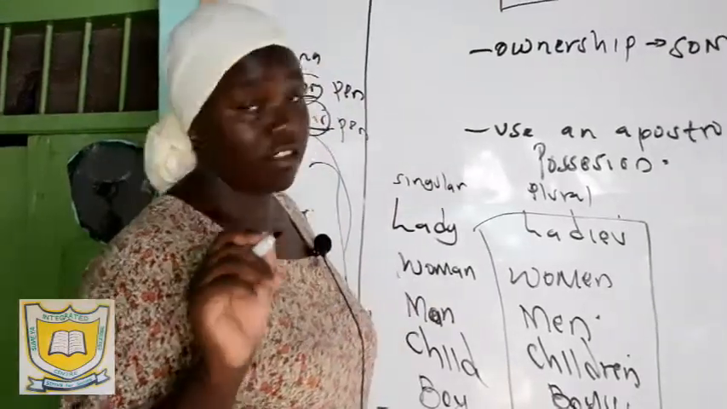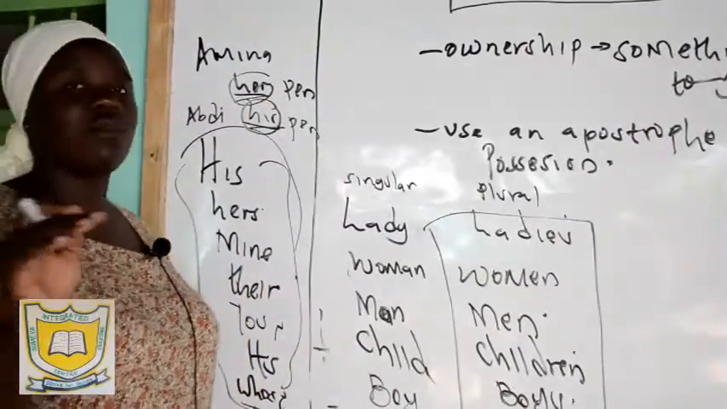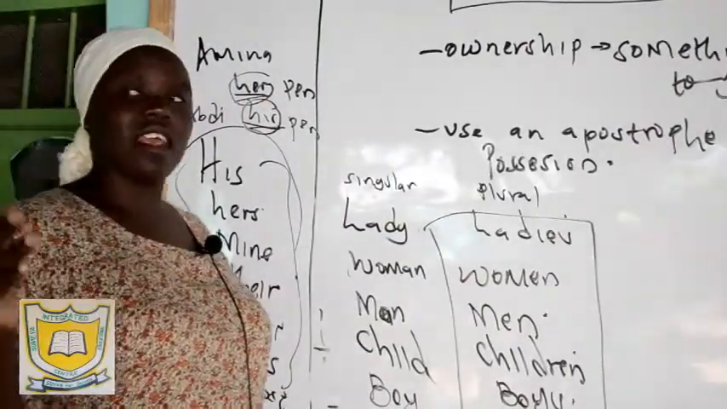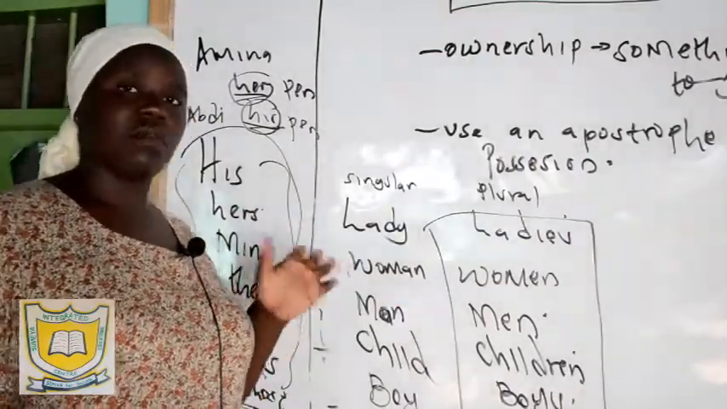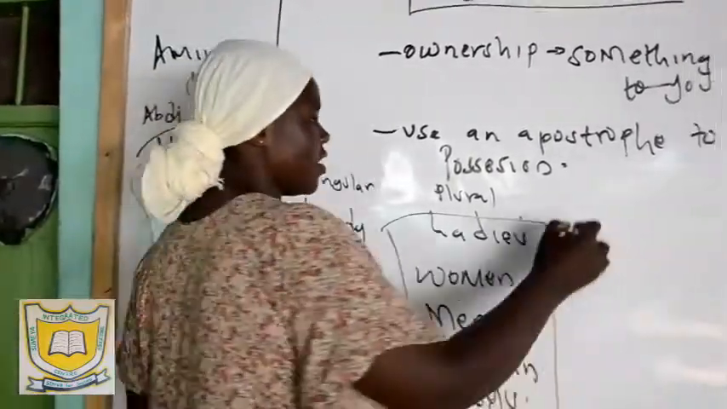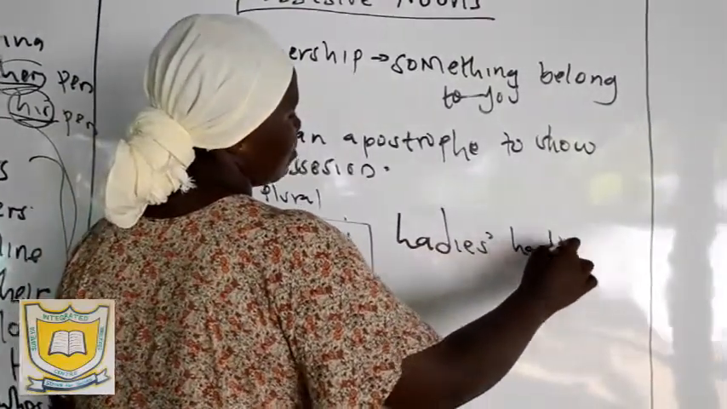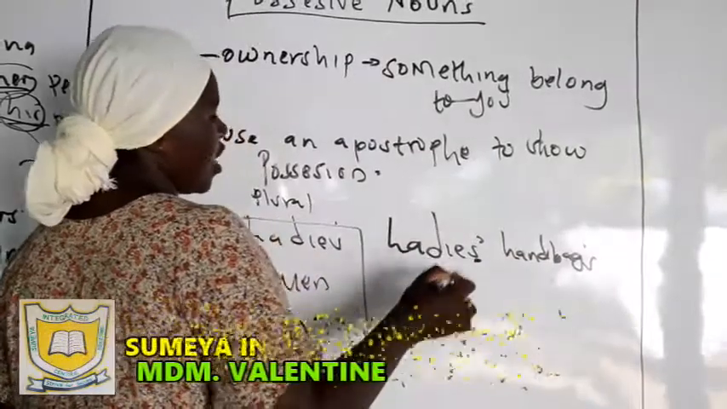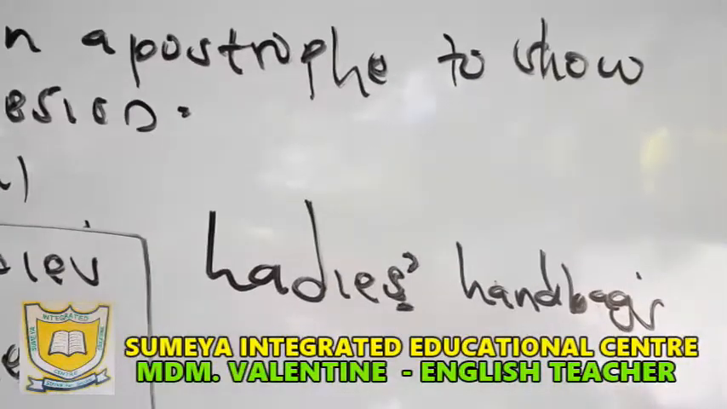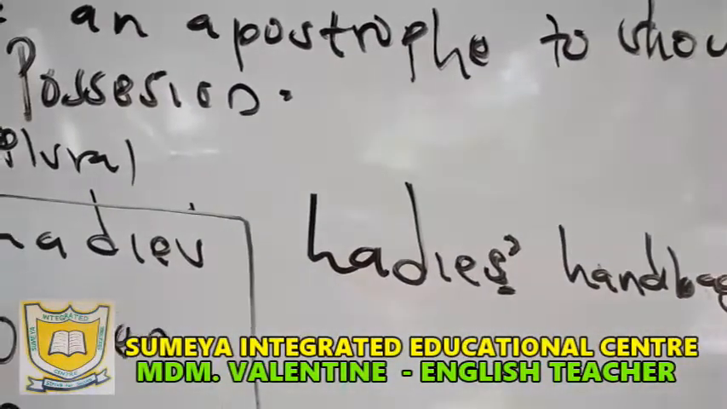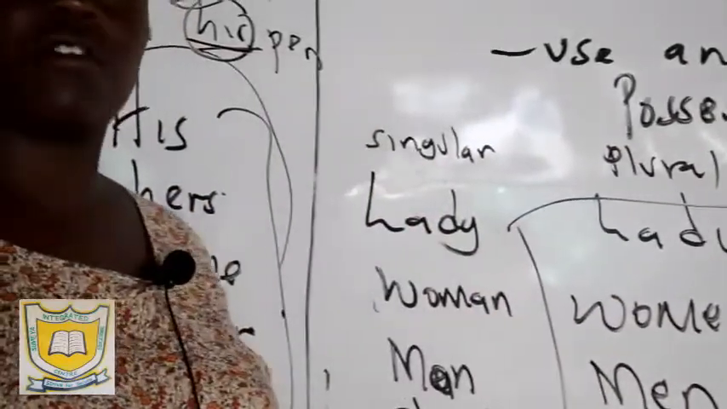Now, this is how we are going to break it down. Those plural nouns that end with an S, to show possession, you don't add another S. You simply add an apostrophe to show possession. So you have, for example, ladies. I'm going to say the ladies' handbags. The ladies' what? Handbags. Now, I have simply an S, and then I added an apostrophe. If a plural noun ends with an S, don't add another S and then an apostrophe to show possession. Simply add an apostrophe to show possession.